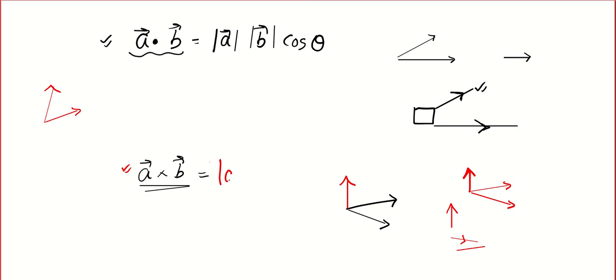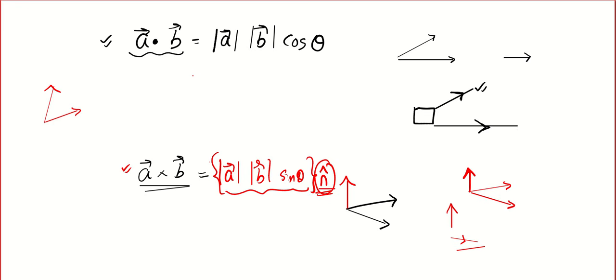Anyway, it's given by the formula mod A mod B sin theta multiplied by n cap. Now n cap refers to the normal vector, because I told you this is a number and this is the vector which will be perpendicular to both.